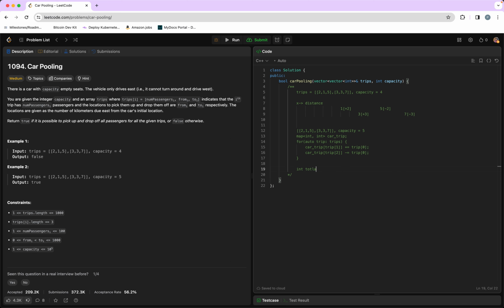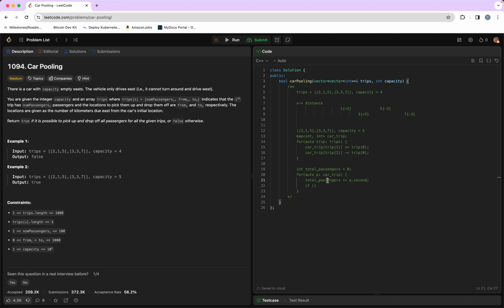All right. Now what we would be doing is finding the cumulative sum, or let's say total passengers, in our car. And how can we do that? We can do that by iterating over the map which represents the x-axis and the number of passengers, right? So it's just equal to p dot second. Now p dot second is basically the value of the map with respect to each and every key.